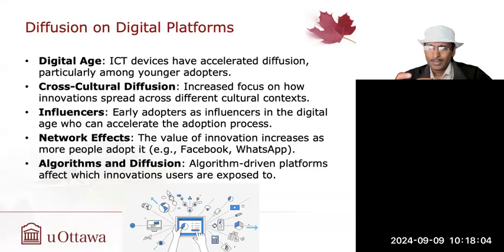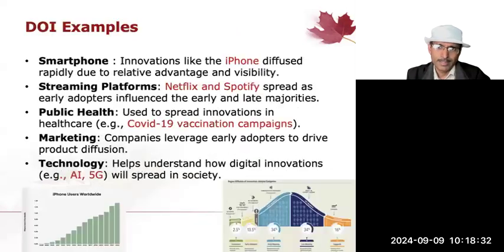Social media platforms are algorithm-driven platforms. So when people click one kind of ad, one kind of information, they are likely to receive other similar ads. So this also affects the traditional linear Rogers-style innovation process. And here are some other examples: smartphone, streaming platform, Facebook, public health, marketing, technology. These are the modern examples.